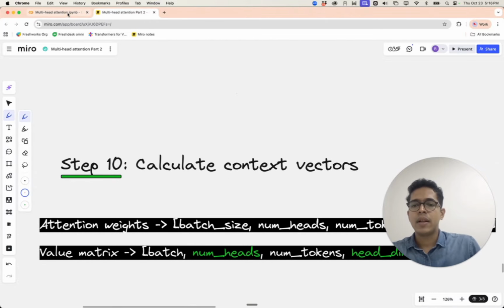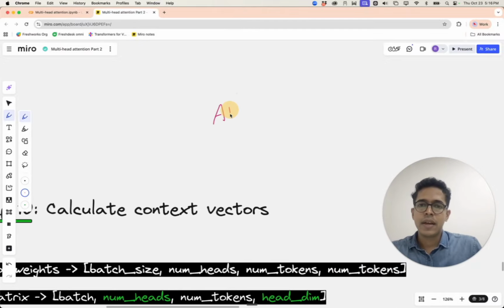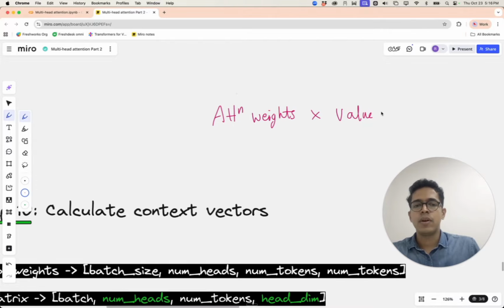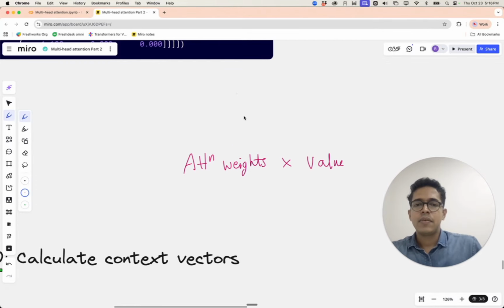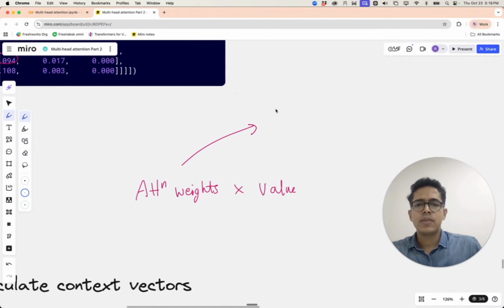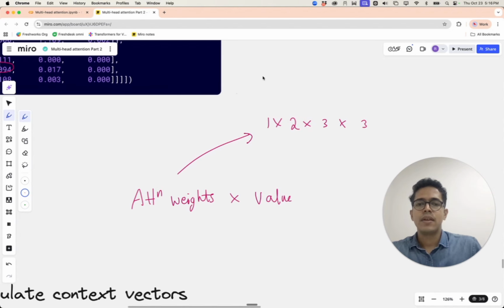Now we are ready to calculate the context vector. So what is context vector usually? Context vector is attention weights multiplied by value, correct? Value matrix. What is attention weights here? Attention weights was 1 by 2 by 3 by 3, correct? This is the batch size. This is the number of heads. This is the number of tokens.